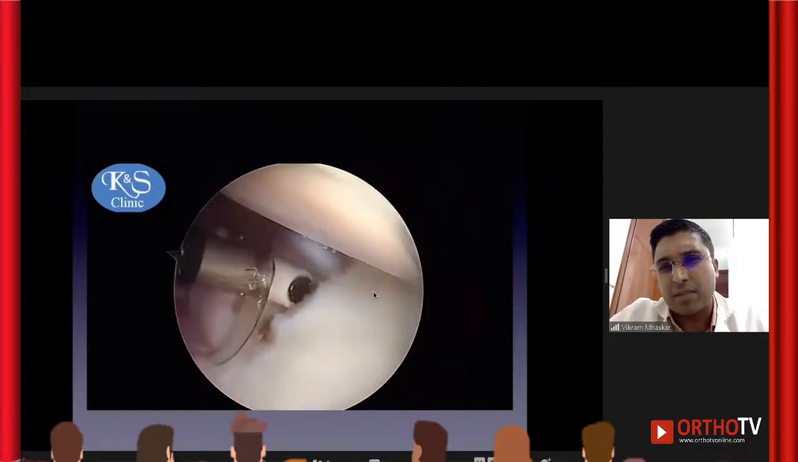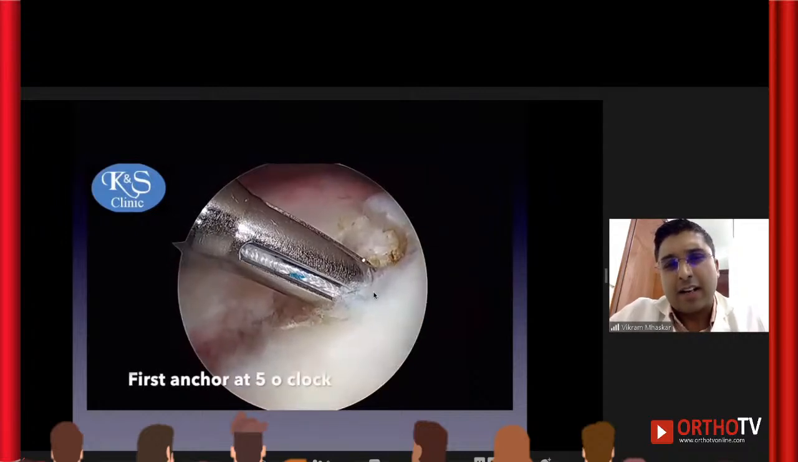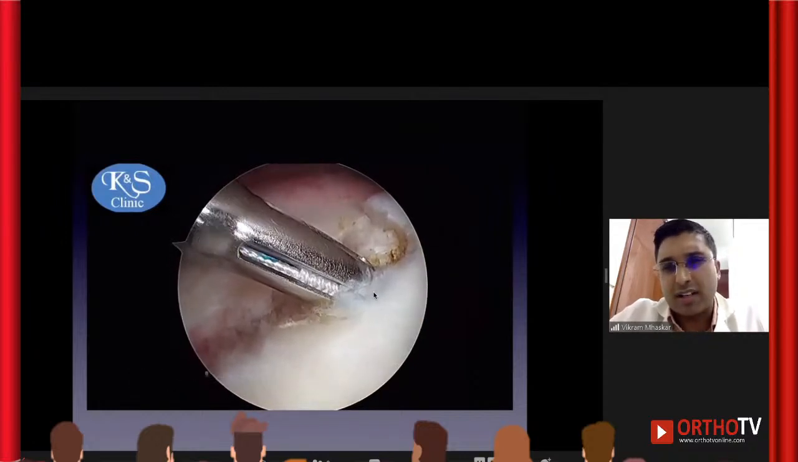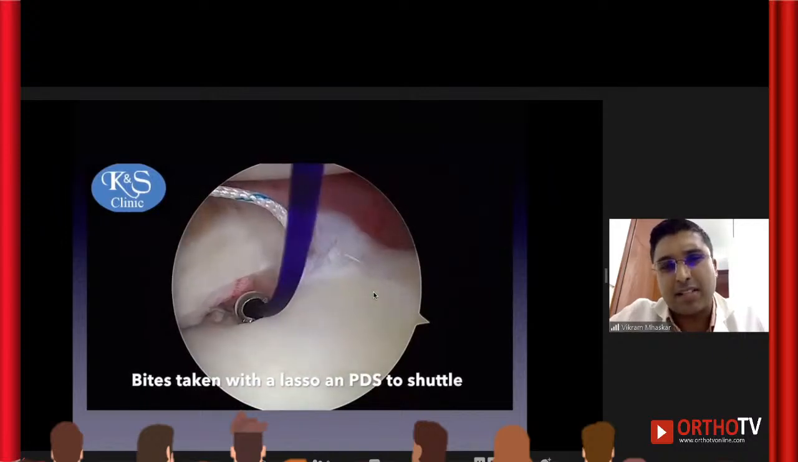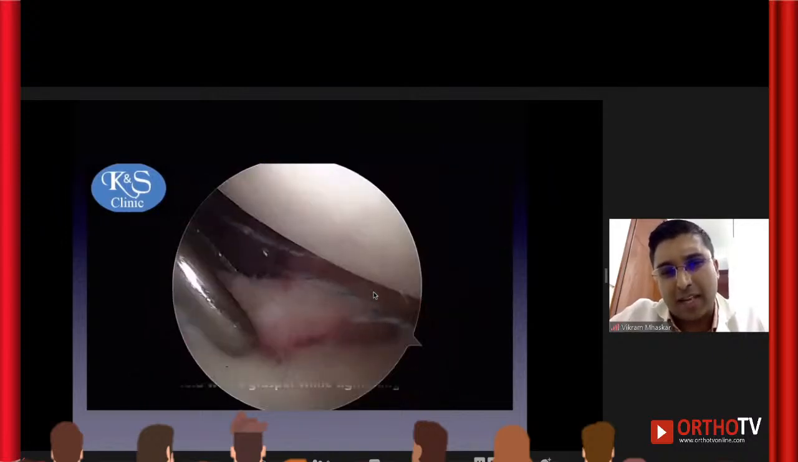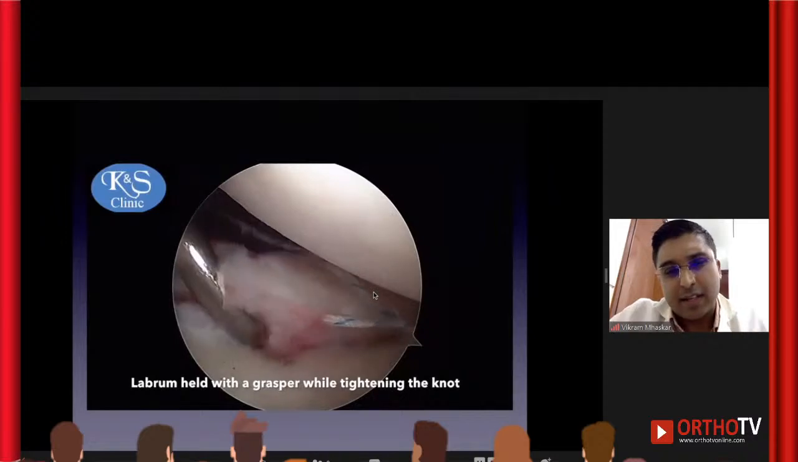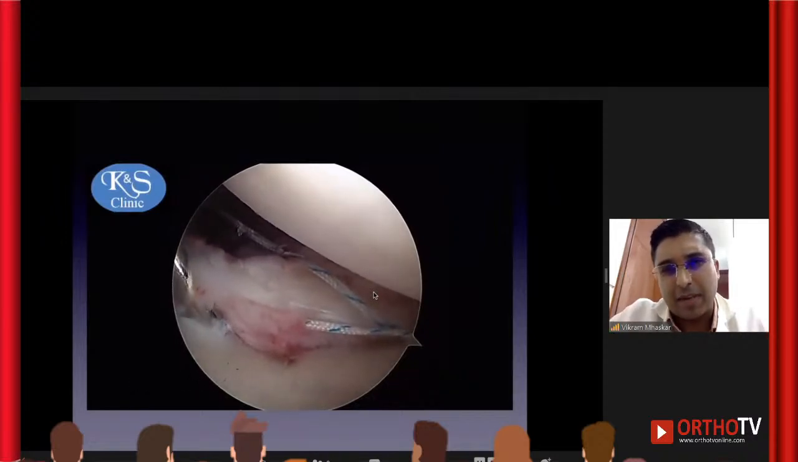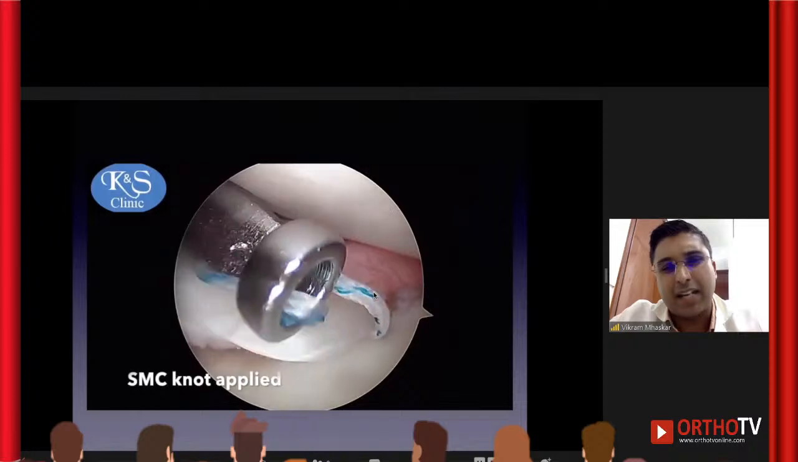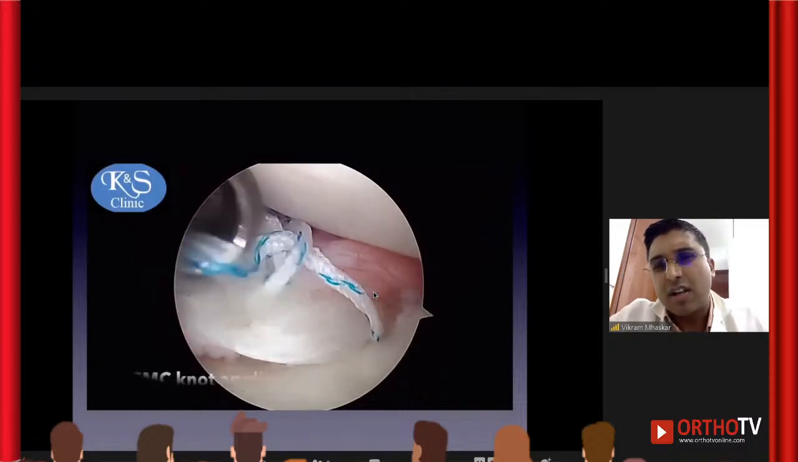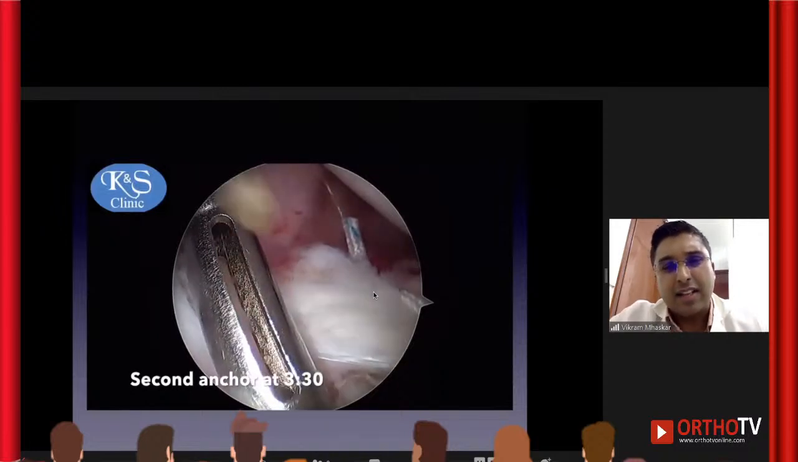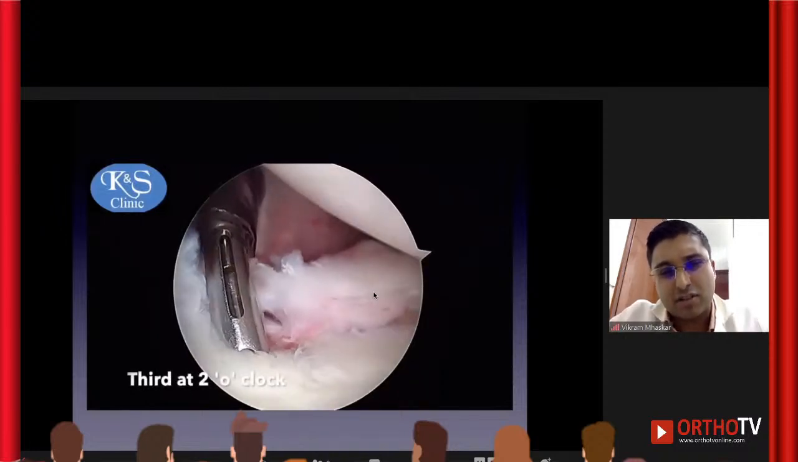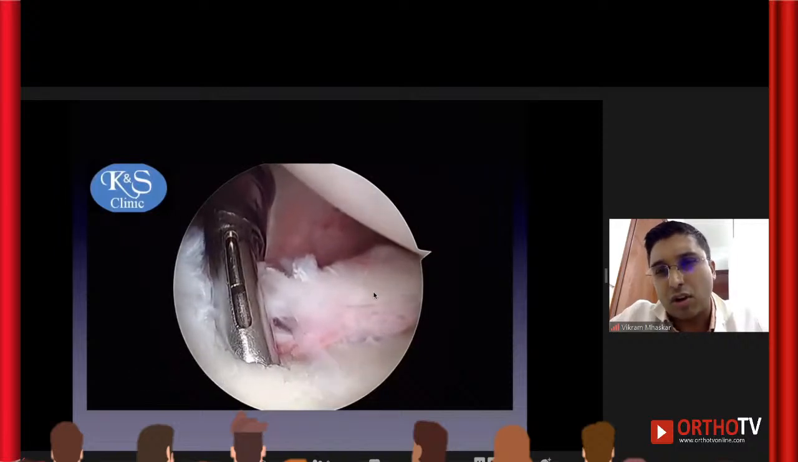I use my radio frequency probe to mark my anchors. Then I like to use all-suture anchors in all my intra-articular work, and you can see it going in. I like to use a standard suture passer. I hold my labrum with a grasper when I take my bite to have some element of capsular shift. I use the standard SNC knot for my distal anchor that you can see here. My next anchor is at 3:30. This was the one where I used a mattress suture, and the third at 2 o'clock position.